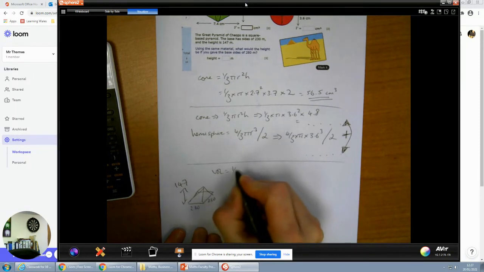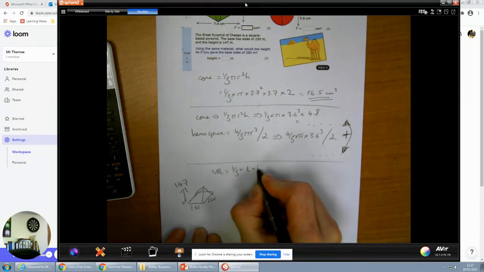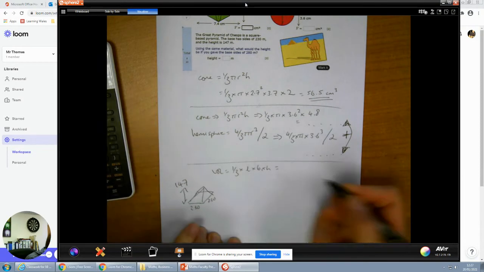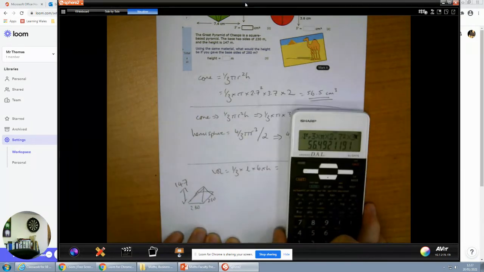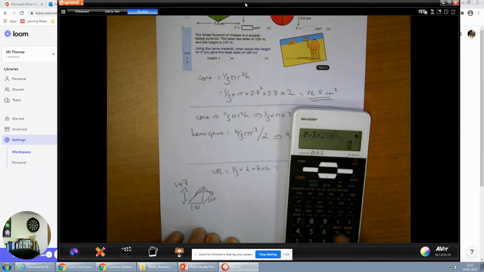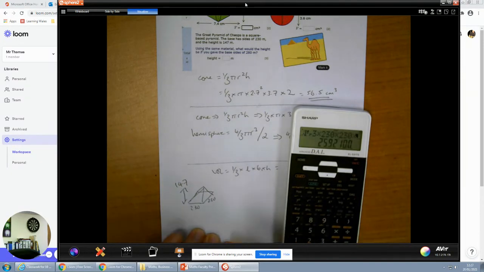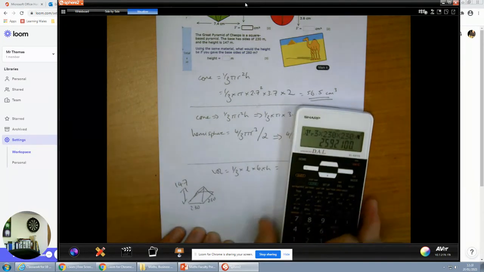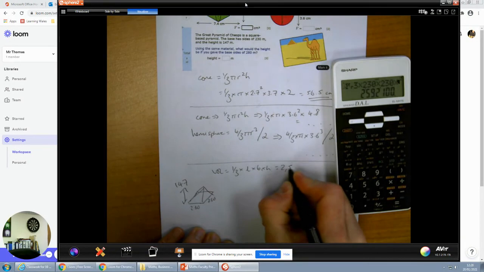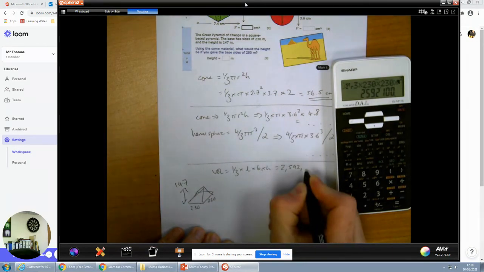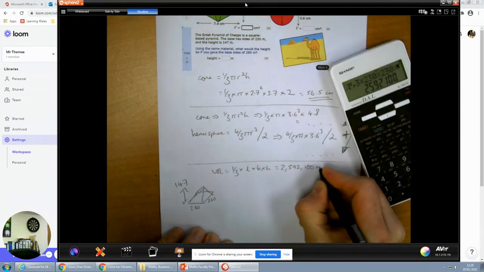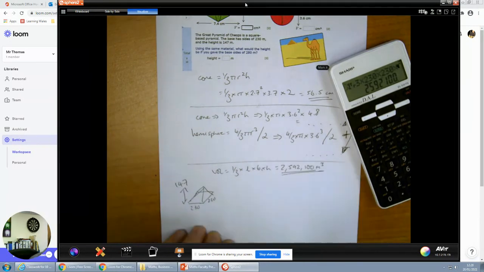So the volume is 1/3 times the length times the base times the height. So I'll do this one. So that's 1/3 times 230 times 230 times 147, which comes out as 2,592,100 cubic meters. Right? So that's the volume.